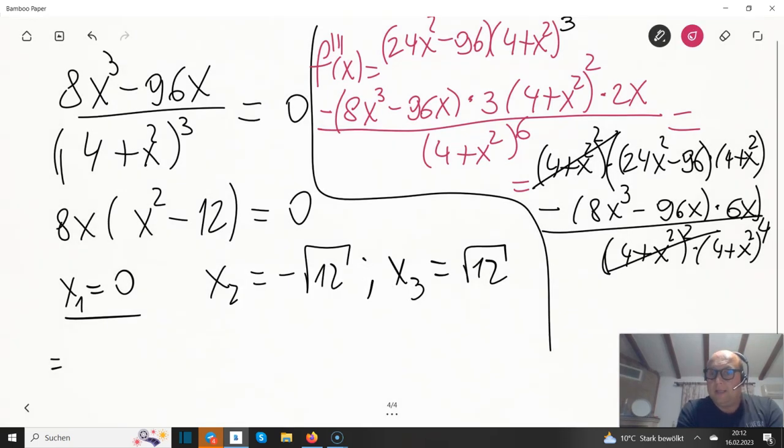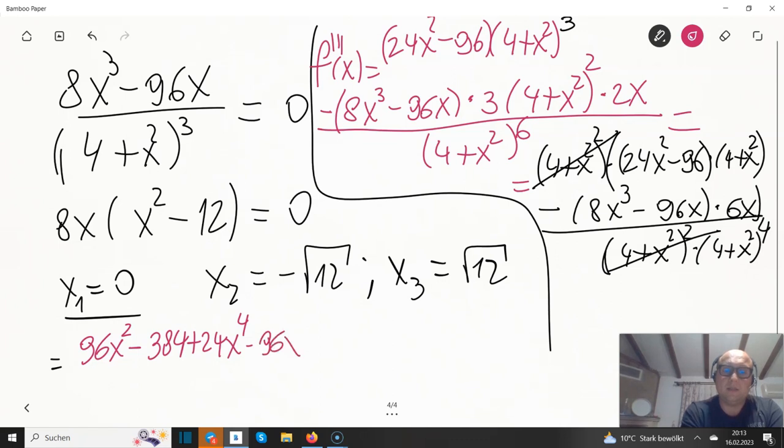Now let's multiply it out correctly. 24 times 4, 96x squared minus 96 times 4, we got 384 with minus. Next, 24x to the power of 4 minus 96x squared. Now, minus 48x to the power of 4 and plus, I need to multiply 96 times 6. Seems to be right. Yeah.